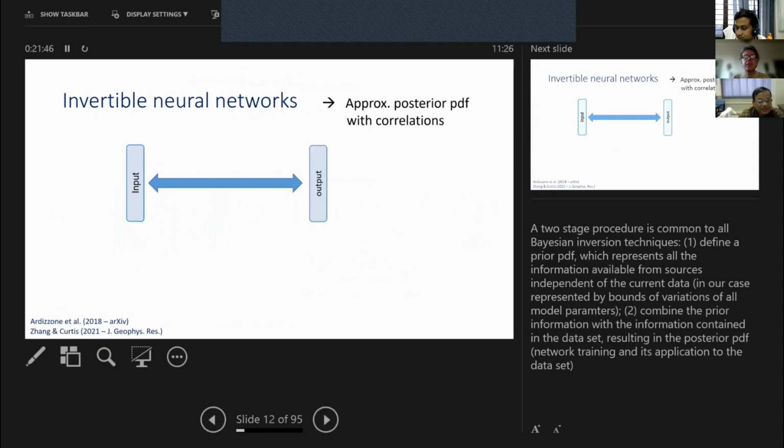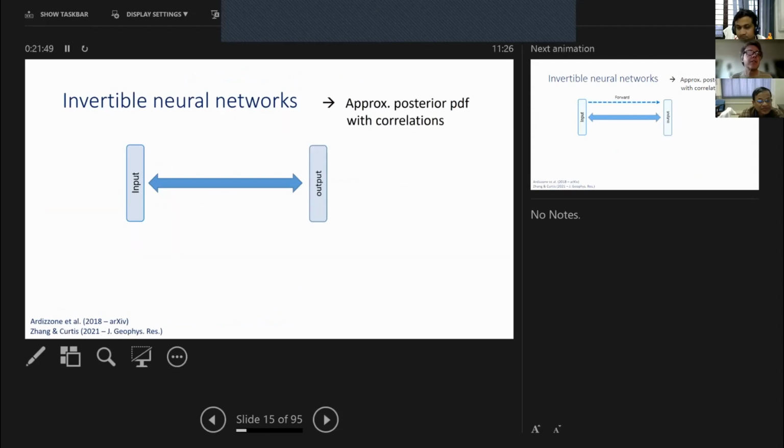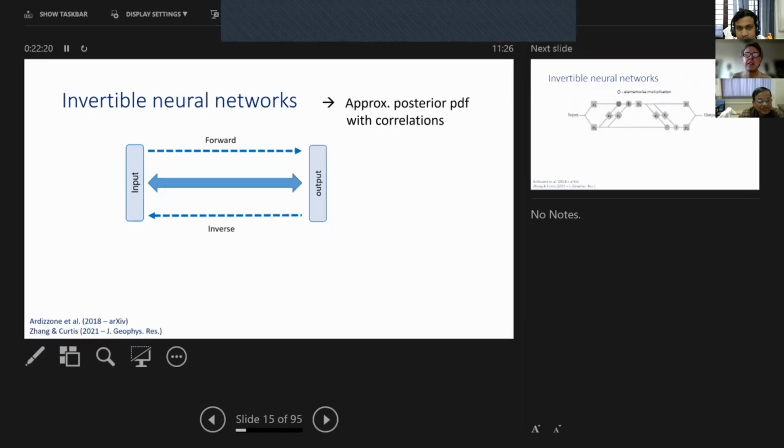So for this, we're going to look at a new structured neural network called invertible neural networks. These were just developed in 2018 by Ardizzone and others. And we've just been testing these out in geophysics in that paper on the left. And the nice thing about these invertible neural networks is they allow us to approximate the posterior distribution with the correlations. And as the name suggests, these neural networks work both in the forward direction and simultaneously in the inverse direction. So they get trained in both directions at once. And I'm going to show you what these networks look like and how we train them.